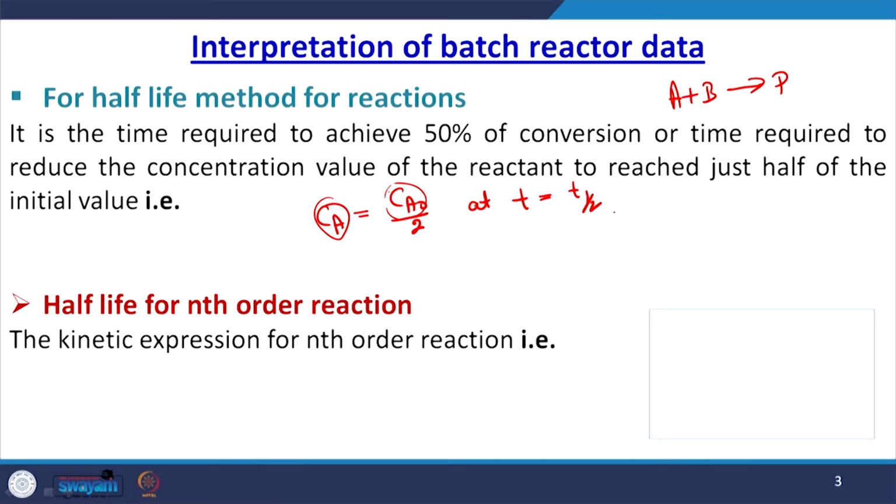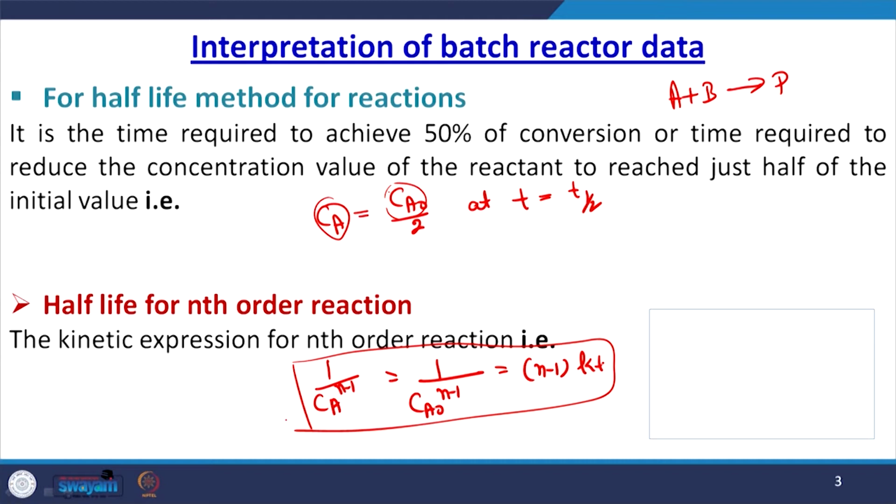So, the kinetic expression for nth order reaction becomes 1 upon Ca to the power n minus 1 minus 1 upon Ca naught to the power n minus 1 is equal to (n minus 1) kT. This equation represents the nth order reaction. This is the kinetic expression for this half-life prediction.